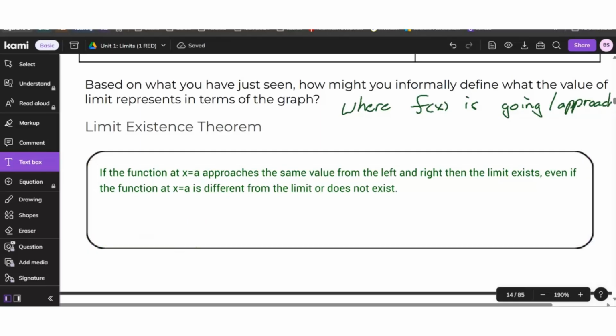So when you read that, does it make sense? All it's saying is that if it's approaching the same thing from the left and right, then the limit exists. Because if it's approaching two different things, like we saw the other day, it doesn't exist. That's all it's saying.